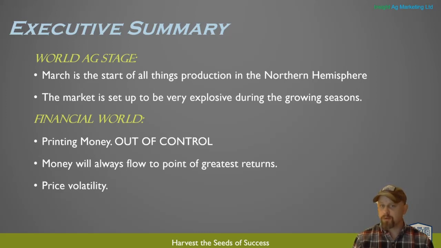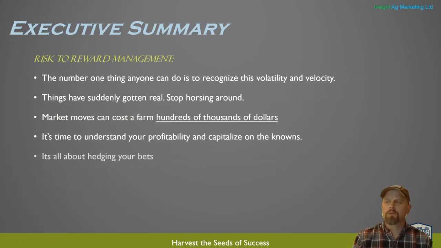Money will always flow to the point of greatest return, so that's pretty obvious. And we're going to have extreme price volatility, and we're seeing that this year already with our commodity prices. So the risk-reward management going forward here, what can you do as a farmer? The number one thing we can do right now is recognize this velocity and volatility. You see, volatility is how high these markets can go and how much they can swing. Velocity is how fast it can actually move. When money moves from one asset to another asset, it can move extremely fast in today's world. We can move $1 trillion in a matter of seconds, really.